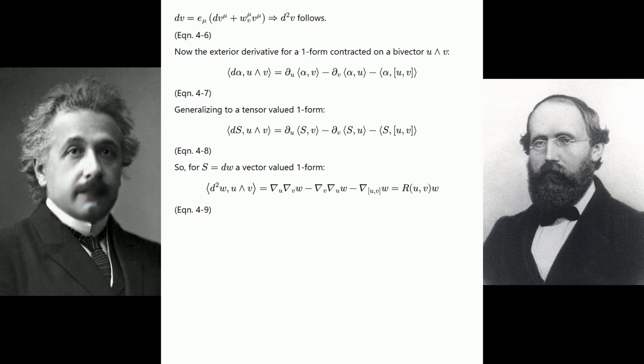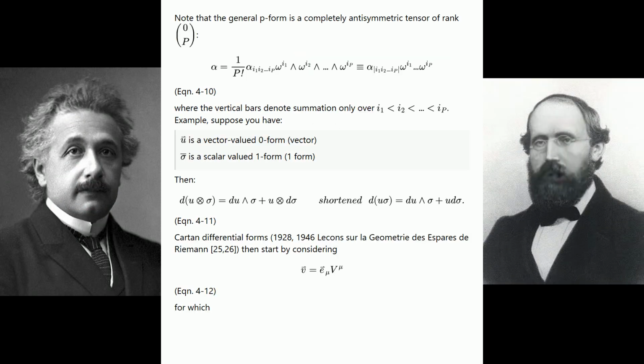Equation 4-6. Now the exterior derivative for a 1 form contracted on a bivector u wedge u. Equation 4-7. Generalizing to a tensor-valued 1 form. Equation 4-8. So, d s equals dw, a vector-valued 1 form. Equation 4-9. Note that the general p-form is a completely antisymmetric tensor of rank p. Equation 4-10, where the vertical bars denote summation only over I sub 1 less than I sub 2 less than ... less than I sub p.